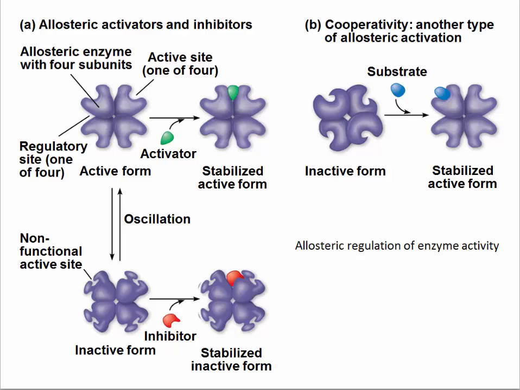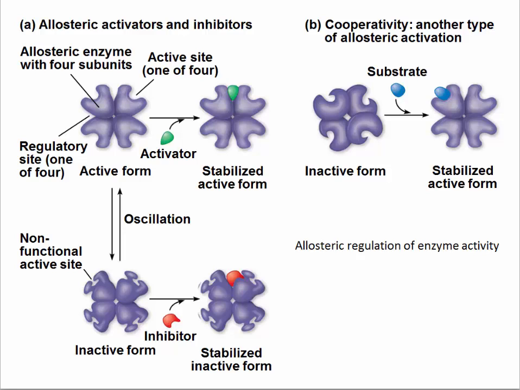Here is a picture of all those things I just talked about. So we see on the left-hand side allosteric activators and inhibitors. So let's look at them. You see this pretty little picture. It looks like a clover leaf with four leaves on it, but it's actually an allosteric enzyme with 4 subunits. There are actually 4 active sites, but one is active at the moment, and then there are regulatory sites, and there are 4 regulatory sites.